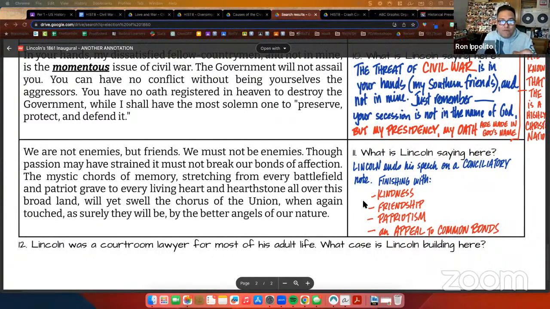From every battlefield and patriot grave to every living heart and hearthstone. That hearthstone, he's referencing the fireplace, right? Because almost every home in America at that time has a hearthstone, a fireplace. This touches our homes. This touches our hearts. All over this broad land will yet swell the chorus of union. It's going to happen. We're all going to come together again as a nation, when again touched, as surely they will be, by the better angels of our nature. So let's come together in peace. That eventually will happen after the deaths of almost 750,000 Americans. We will come together in peace, but it's going to take a while.